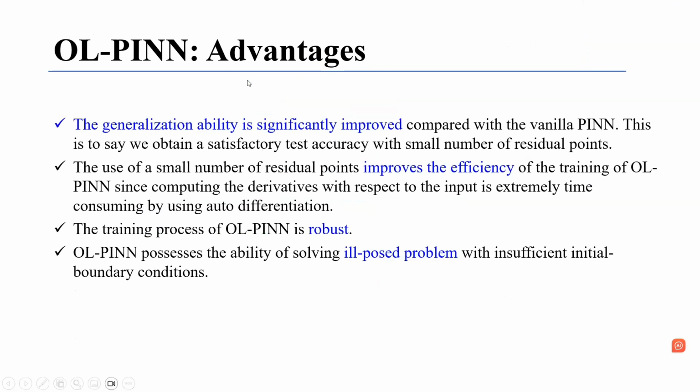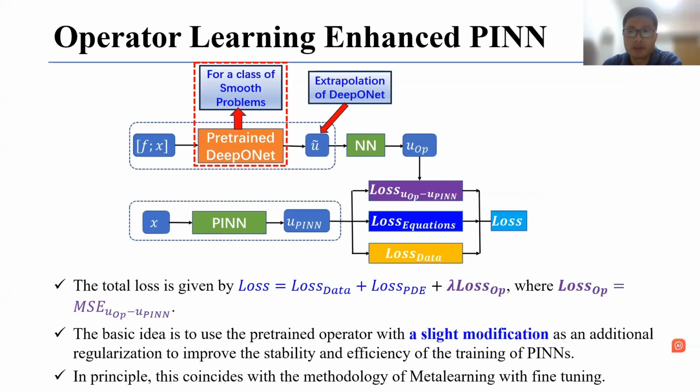Okay, this is Lulu. I have one question for your method. The DeepONet is pre-trained, that's clear. Then how about the second network, the NN? Do both networks need to be trained? Both need to be trained. You mean you train the PINN and the NN together, simultaneously? Yes. We train two neural networks.